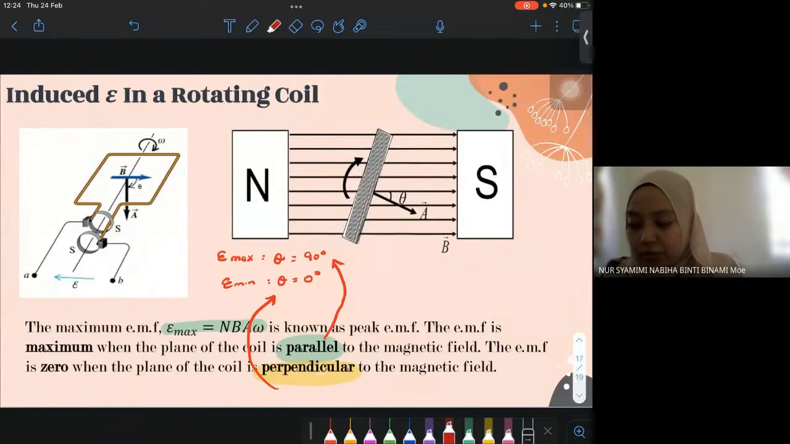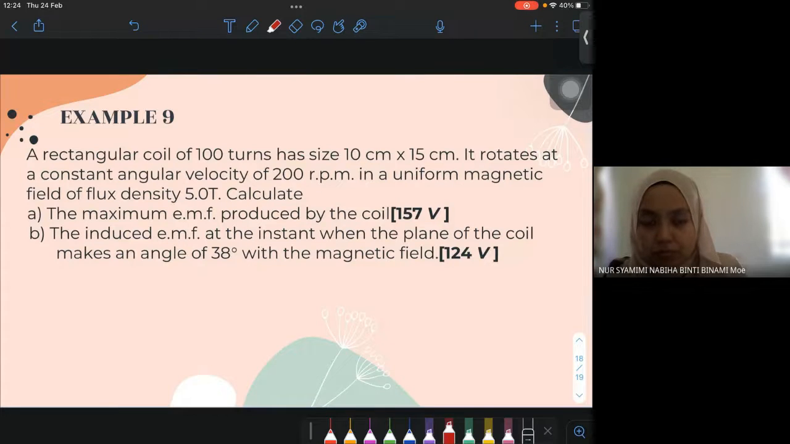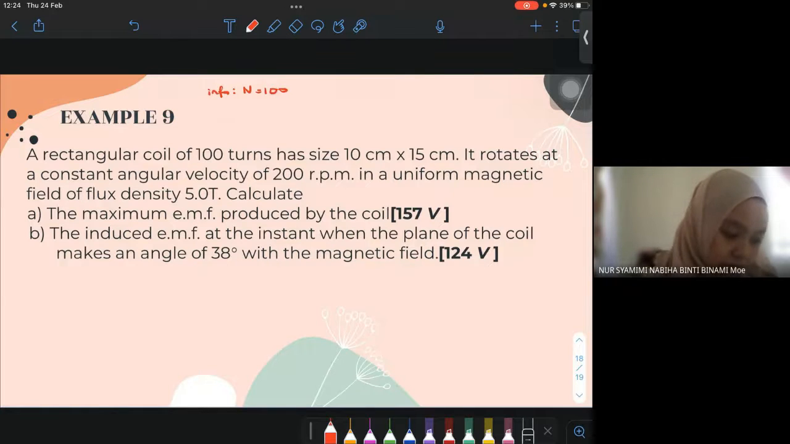Okay. And one more example, example 9. A rectangular coil of 100 turns has size of 10 times 15 centimeter. It rotates at a constant angular velocity 200 revolution per minute in a uniform magnetic field of flux density 5.0 Tesla. Calculate the maximum EMF produced by the coil and the induced EMF. Okay, so before here we have N equals to 100 turns. So this one ialah area. So A is equals to 10 times 15 times 10 to the power of negative 4.